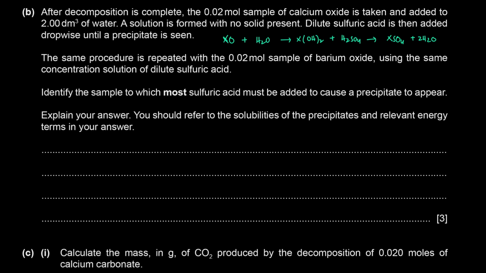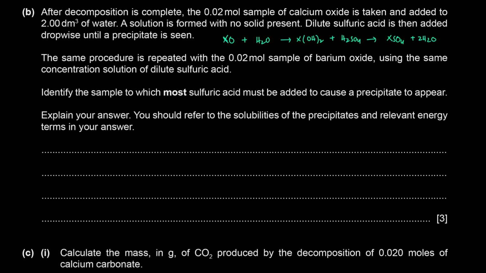Now over here, we know that sulfate solubility decreases down the group. So barium sulfate is more insoluble, so it'll form faster. When you're adding sulfuric acid, barium sulfate will form almost immediately, whereas calcium sulfate will take longer to form because it's more soluble. So more sulfuric acid will be needed for the formation of calcium sulfate.